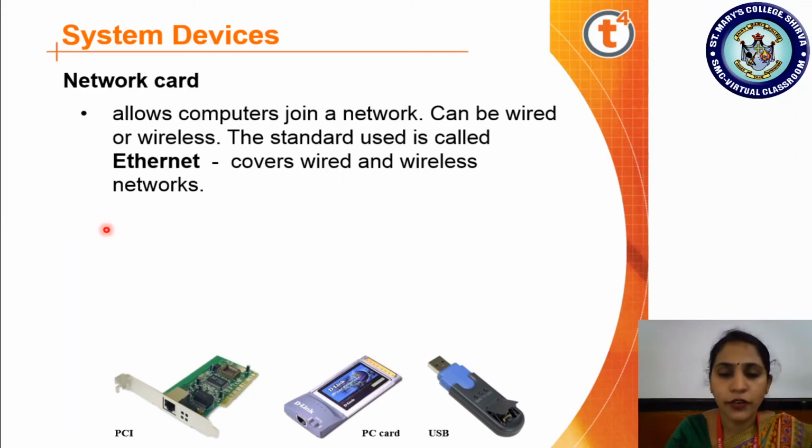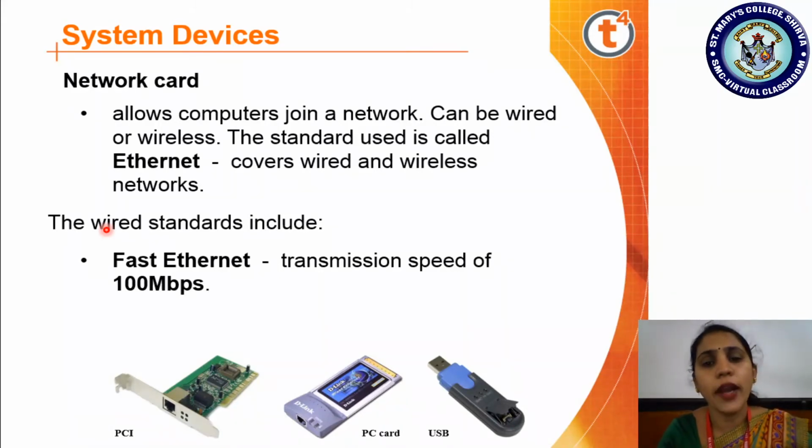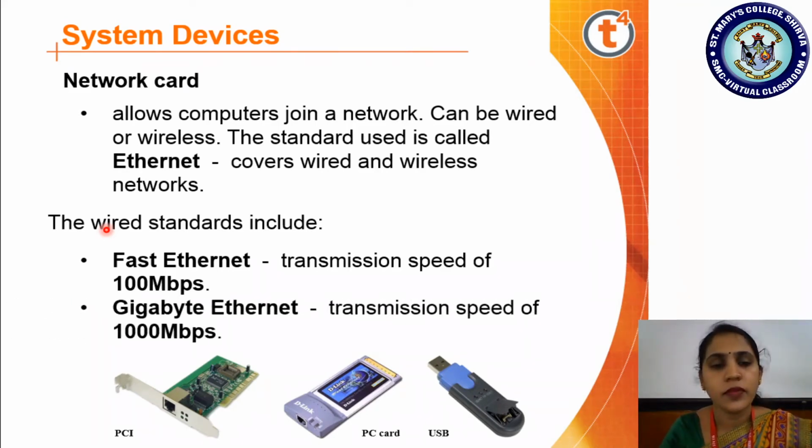Below, if you just observe, these are the various network cards that are used to connect computers to the network. And we said that when we get connected, it could be wired or wireless, right? So the wired standards include fast Ethernet, which has a transmission speed of up to 100 Mbps, and also gigabit Ethernet, where the transmission speed is up to 1000 Mbps.